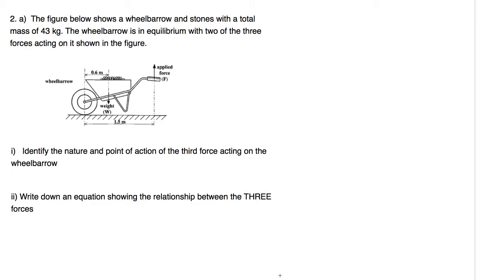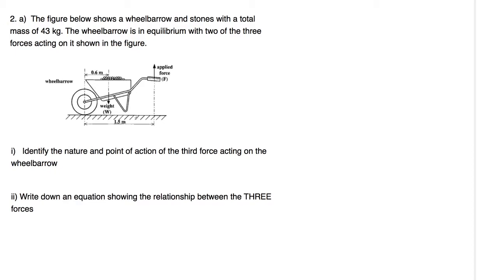Okay, this is question 2. It reads, the figure below shows a wheelbarrow and stones with a total mass of 43 kilograms. The wheelbarrow is in equilibrium with two of the three forces acting on it shown in the figure. The first question is, identify the nature and point of action of the third force acting on the wheelbarrow.